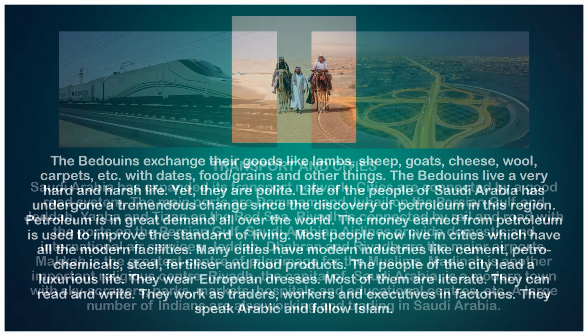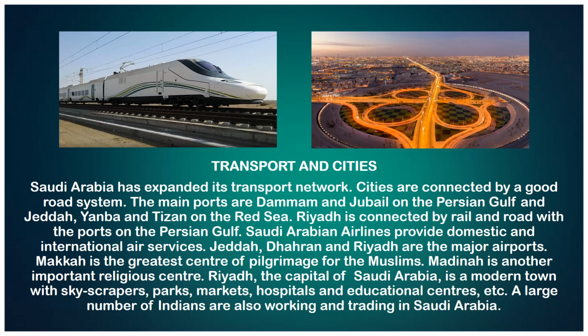Transport and cities. Saudi Arabia has expanded its transport network. Cities are connected by a good road system. The main ports are Dammam and Jubail on the Persian Gulf and Jeddah, Yamba and Tizan on the Red Sea. Riyadh is connected by rail and road with the ports on the Persian Gulf.